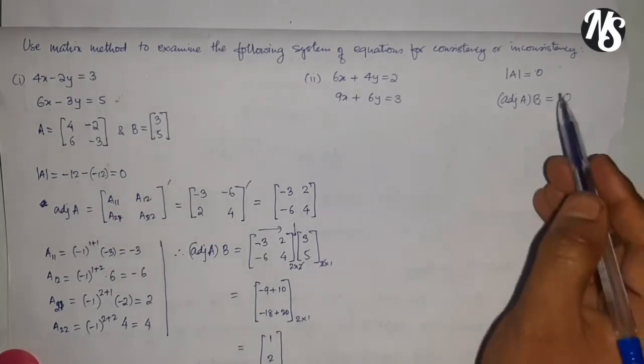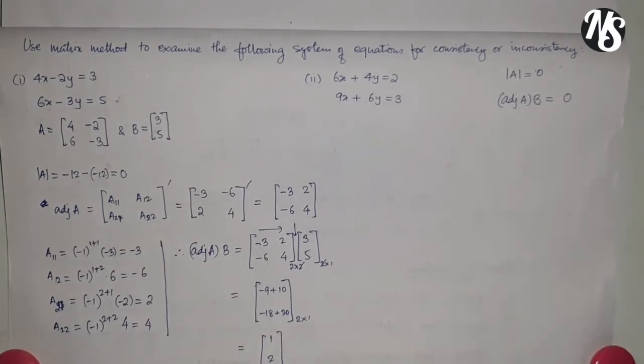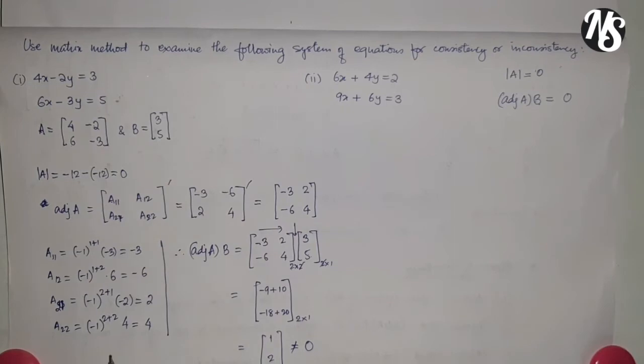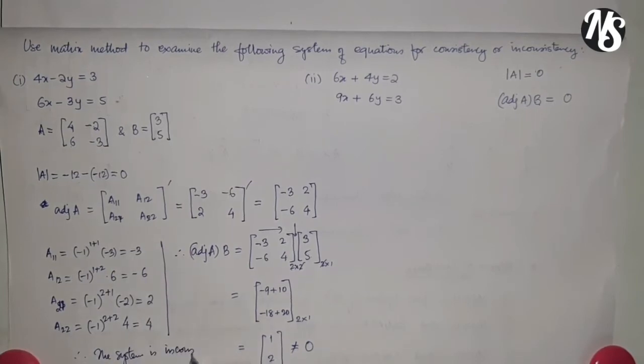Now is this equal to 0 matrix? No, right? So this falls under which category? Condition number 2 or 3? It definitely falls under condition number 3, because this is not equal to a 0 matrix. So that's why we say, therefore, the system is consistent or inconsistent? This is inconsistent. Okay, so the system is inconsistent.